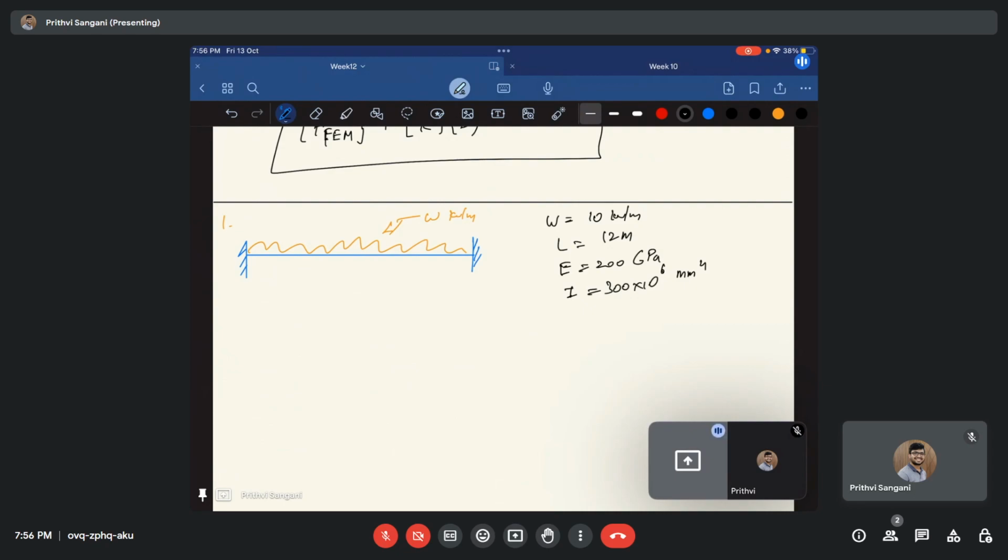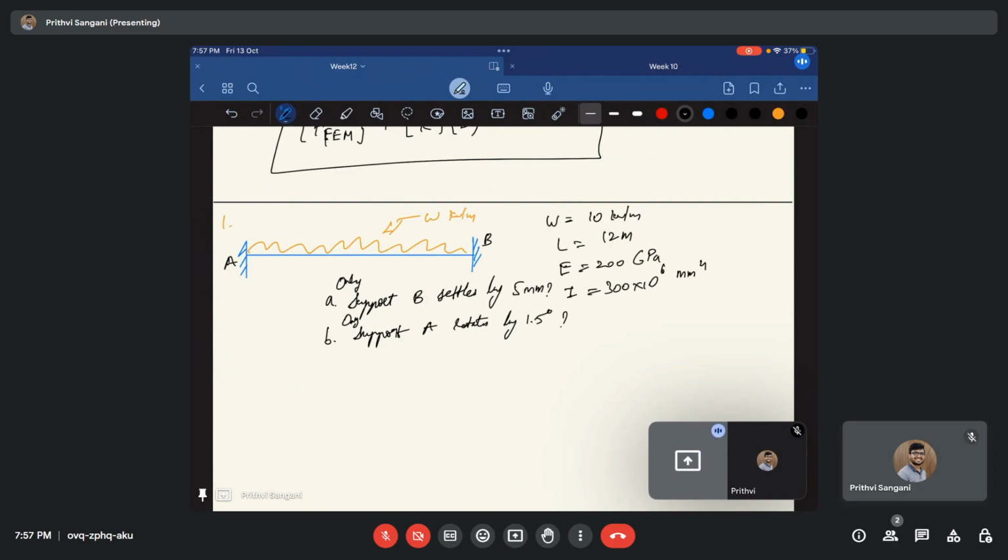There is one more condition given here. The condition is A and B. Support B settles by 5 mm. This is question A, and the B part is, only support B settles by 5 mm. Again, only support A rotates by 1.5 degrees.